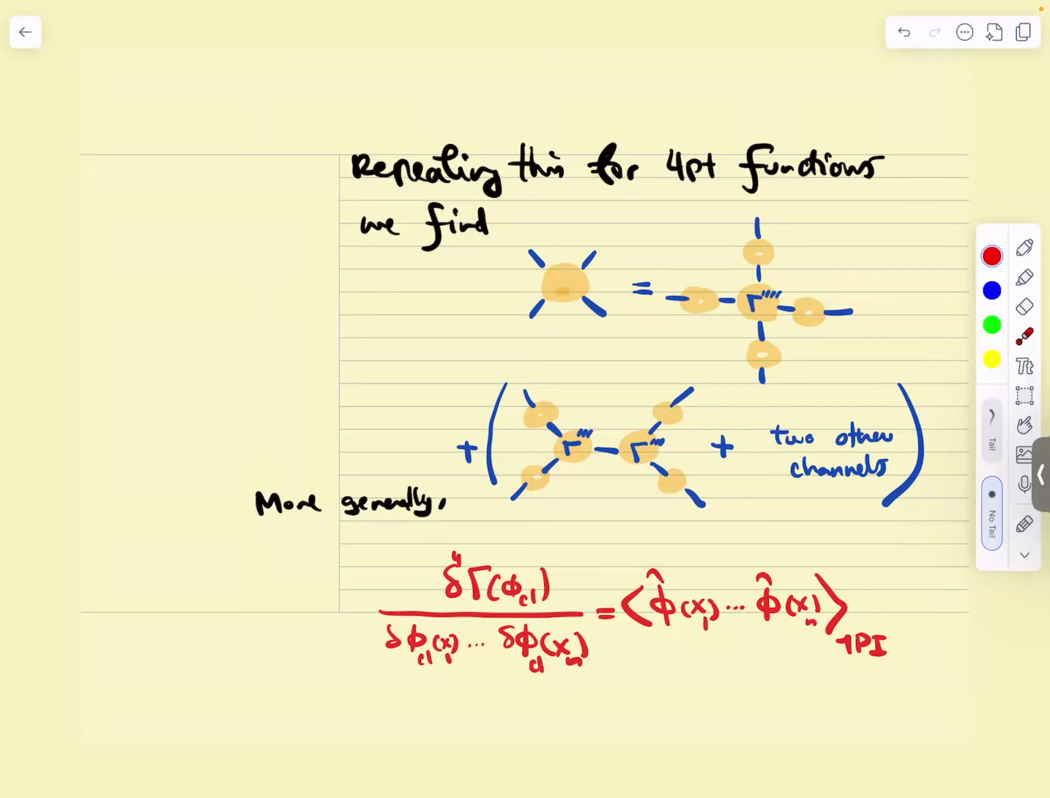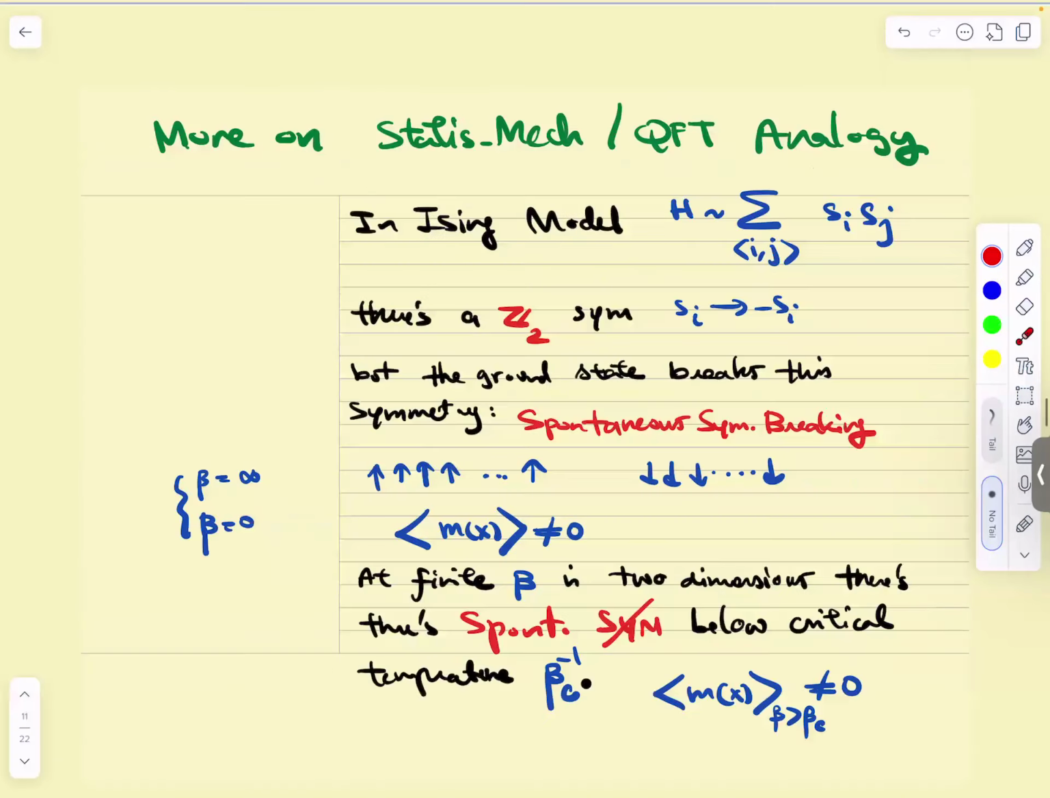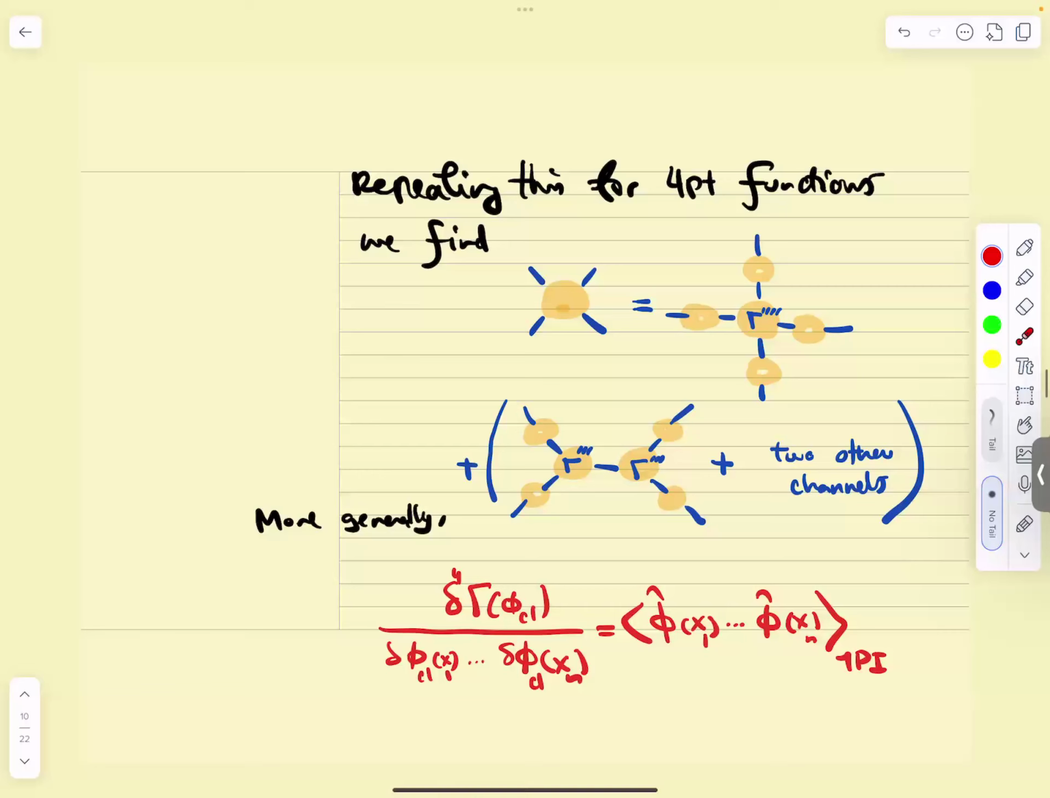So if somebody gives you the effective action, they have given you all the 1PIs. You know everything about that quantum field theory. You know everything about it. Questions?